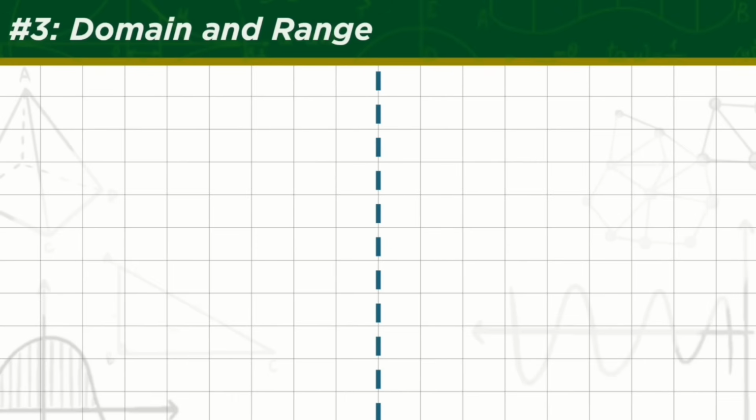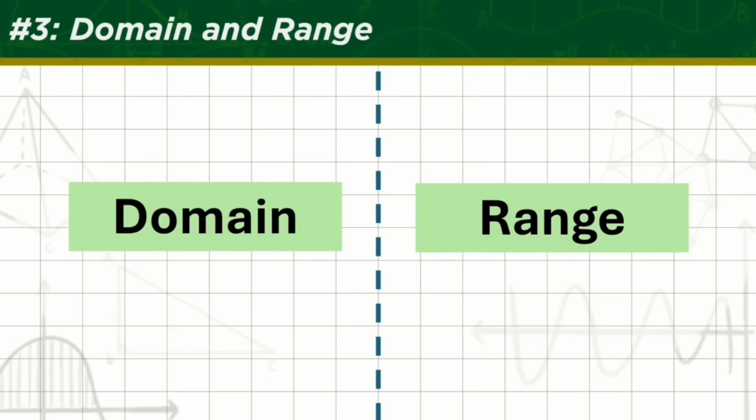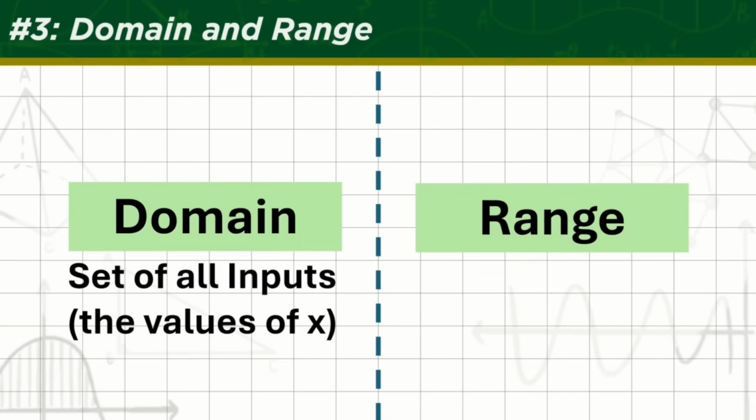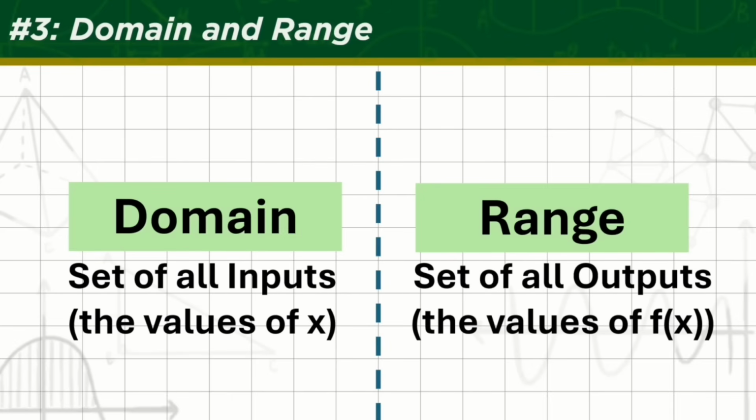Let's talk about another two important words, domain and range. Domain is the set of all inputs, the values of x, and the range is the set of all outputs or the values of f of x.